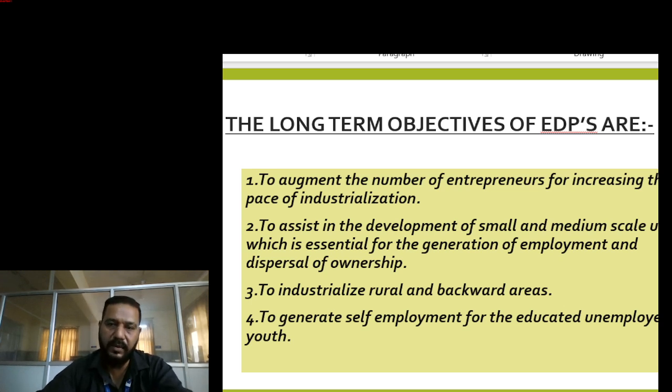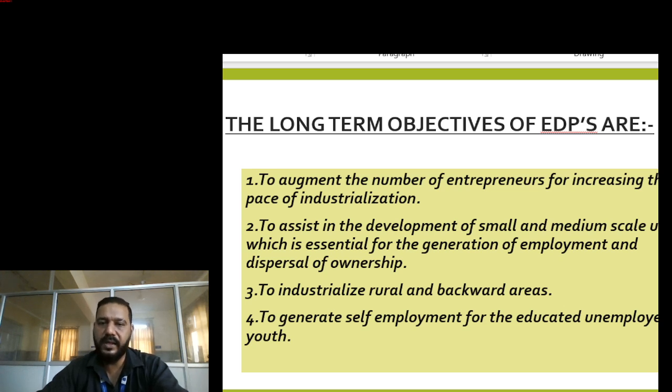What is the long-term objective? Let's see on the screen. First is to augment the number of entrepreneurs for increasing pace of industrialization. Definitely, if you are following entrepreneurship or you are an entrepreneur, you will increase the pace of industrialization, you will increase the industrialization of any country.